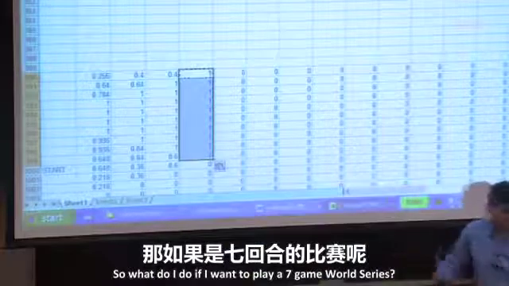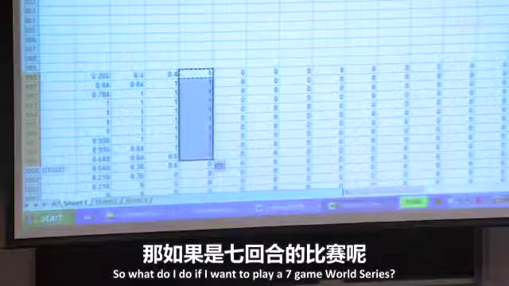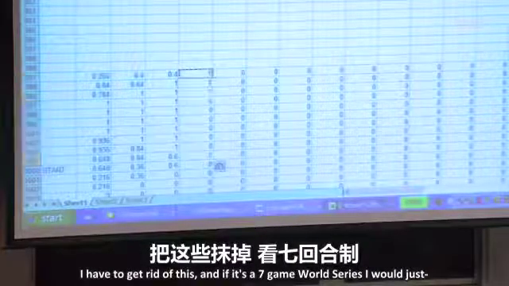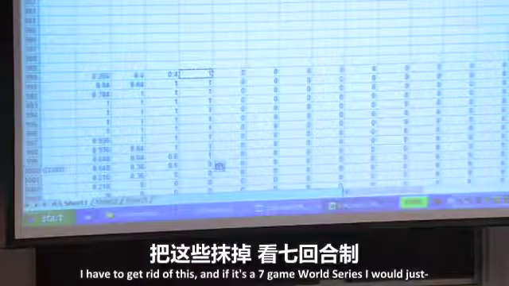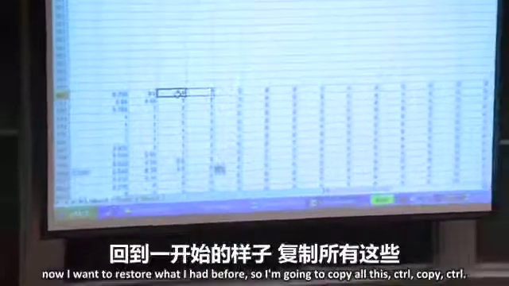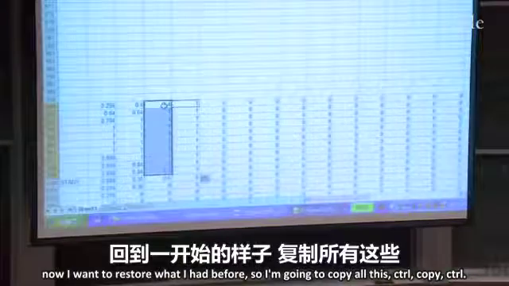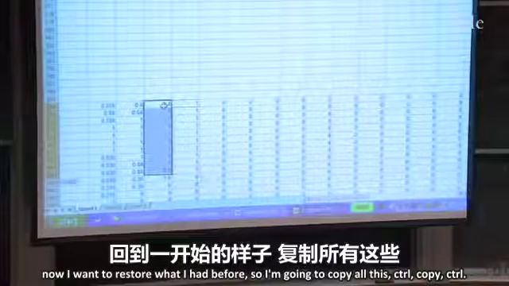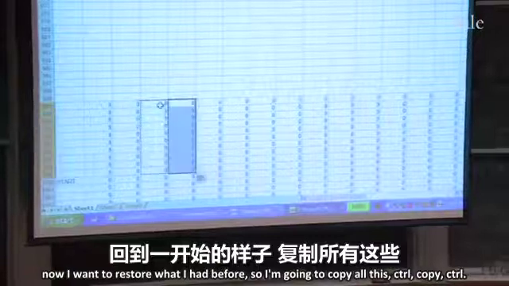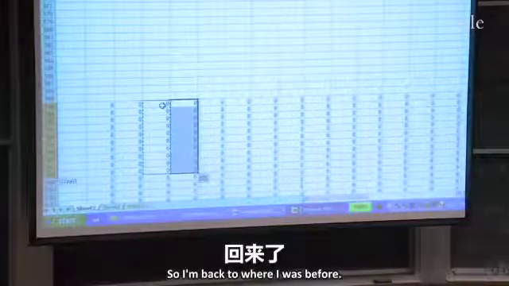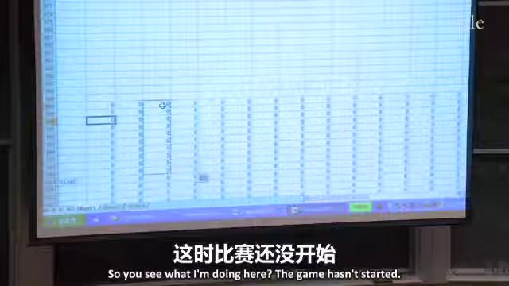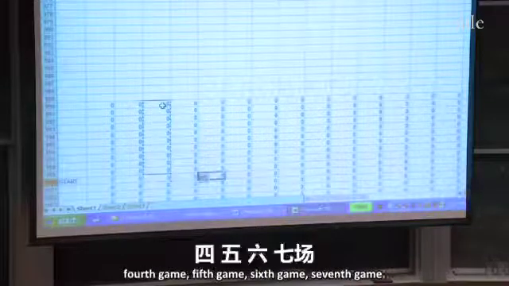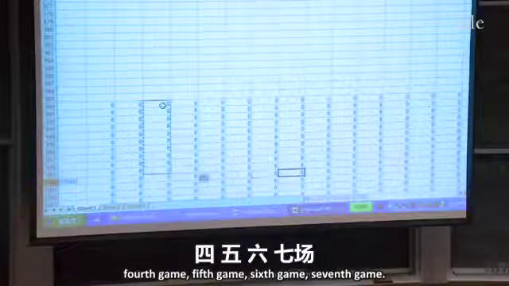Okay, so what do I do if I want to play a 7-game World Series? Okay, I have to get rid of this. And if it's a 7-game World Series, I want to restore what I had before, so I'm going to copy all this, control copy, control V. Okay, so I'm back to where I was before. So you see what I'm doing here? This is, game hasn't started. This is the first game, second game, third game, fourth game, fifth game, sixth game, seventh game.